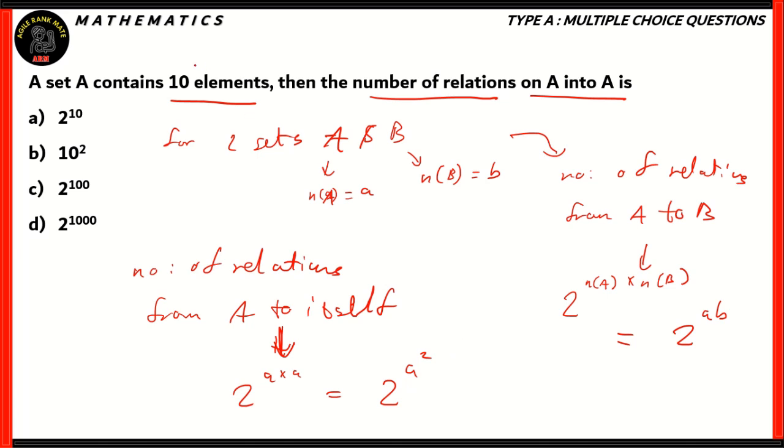Now here, the number of elements in A is 10. So lowercase a equals 10. So basically, the number of relations is equal to 2 to the power 10 squared, which is equal to 2 to the power 100. So 2 to the power 100 turns out to be the right option. That means option C is the right option.